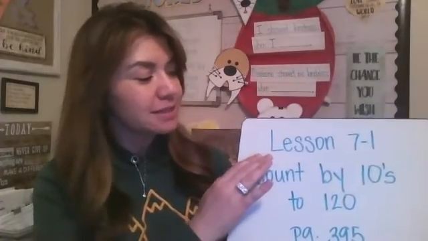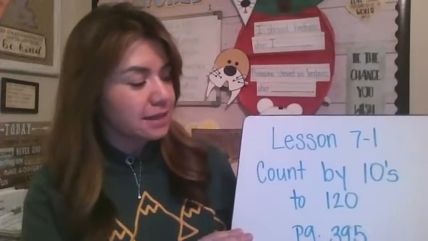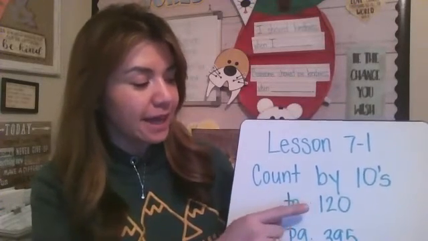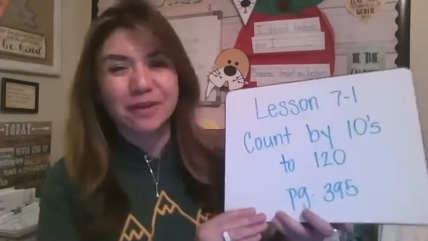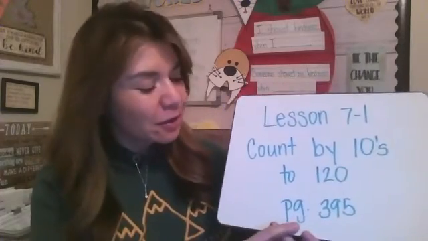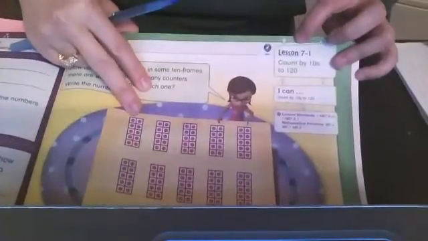We're starting topic 7 with lesson 7-1. They're asking us there to count by tens to 120, which we practiced before with some of our movement breaks. We're going to find that on page 395. So if you can please make sure you have your materials out and ready. Lesson 7-1 is where we are.